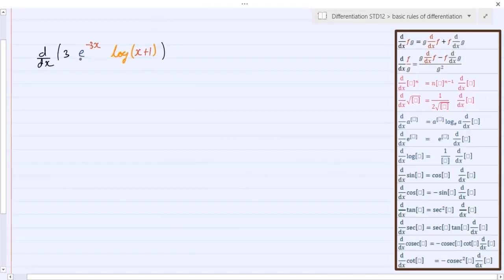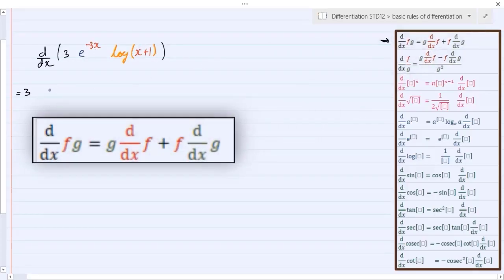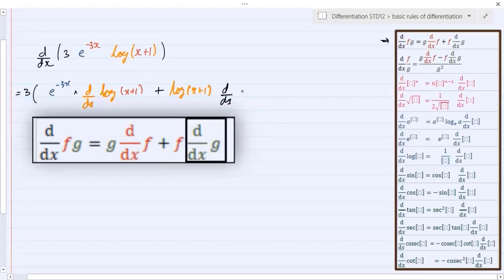Here we have to differentiate 3e raised to minus 3x log x plus 1. First of all, 3 is the constant term, so let's take it outside. And to differentiate e raised to minus 3x into log x plus 1, we have to apply multiplication rule. So in first step, let's say e raised to minus 3x is as it is. Let's differentiate log x plus 1 plus, in second term, your log x plus 1 will be as it is. Let's differentiate your first term, which is e raised to minus 3x.